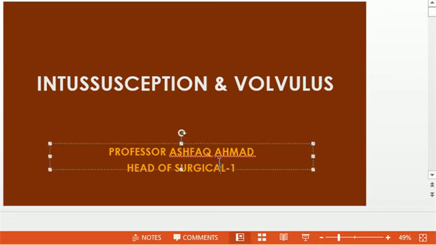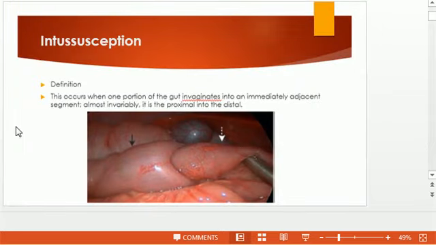So we start with the intussusception. Now what is intussusception? If we define it, this occurs when one portion of the gut invaginates into an immediately adjacent segment of the intestine. Almost invariably, it is the proximal into the distal invagination. Here you can see in the photograph that this is proximal gut which is invaginating into the distal segment of the gut. So this is intussusception by definition.